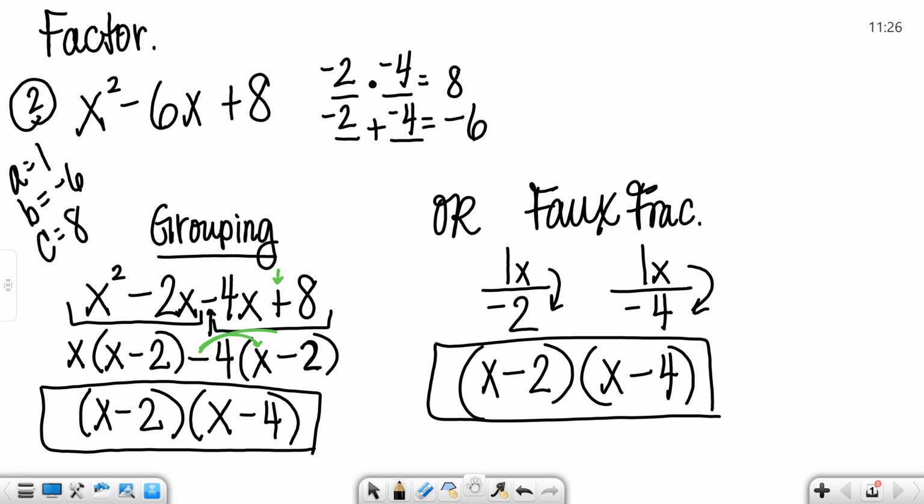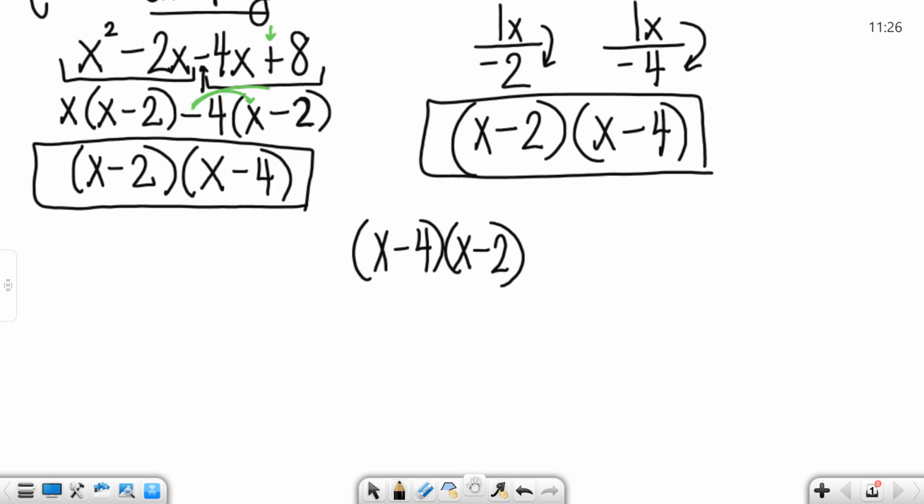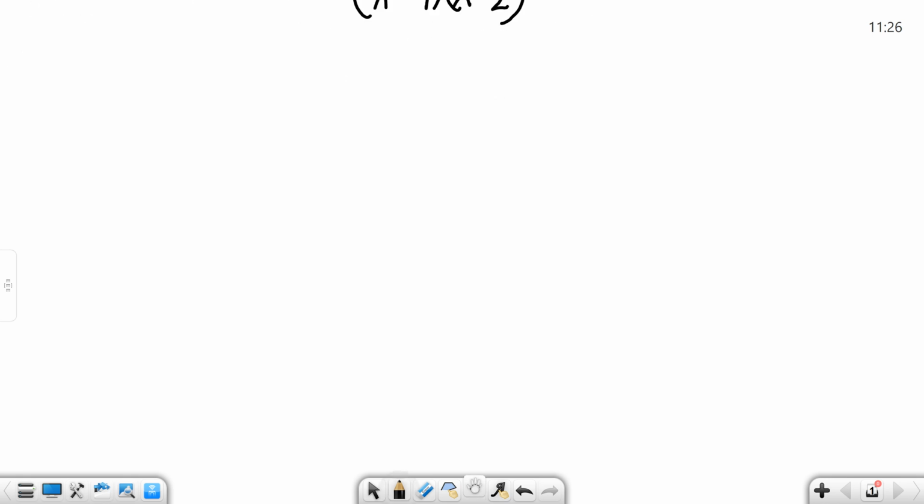Now a common question that people ask me all the time is, on my paper, I put the x minus 4 first and then the x minus 2. That's fine. Okay, that's okay. Either of those would be fine. All right, I'm going to do one more of these and then we'll move on to a different kind of question.